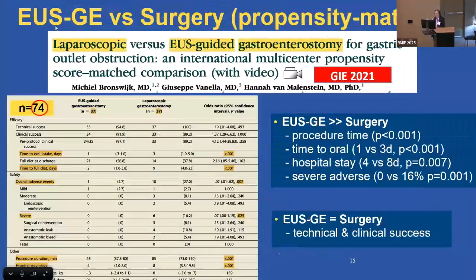And then we have now emerging studies comparing EUS-GE versus surgery. So surgical GJ, first the propensity matched studies from 2021 showing EUS-GE superior to surgery in terms of procedure time. That's not surprising, of course. Time to oral intake, that's important, 1 day versus 3 days. We're seeing that now in the latest randomized controlled trials that I'll show you in a moment. Hospital stay, severe adverse events, and equivalency to surgery in terms of technical and clinical success.